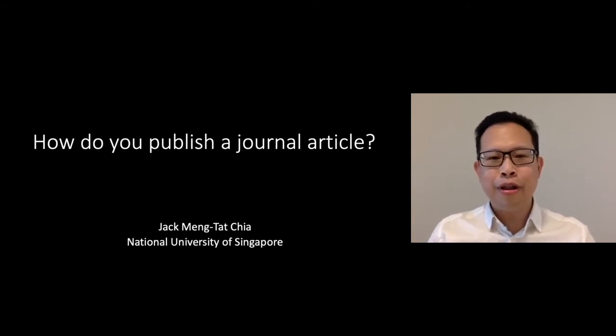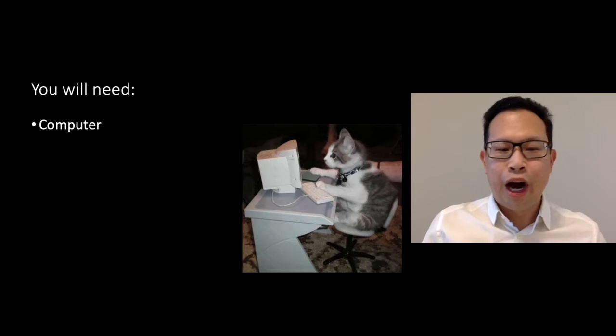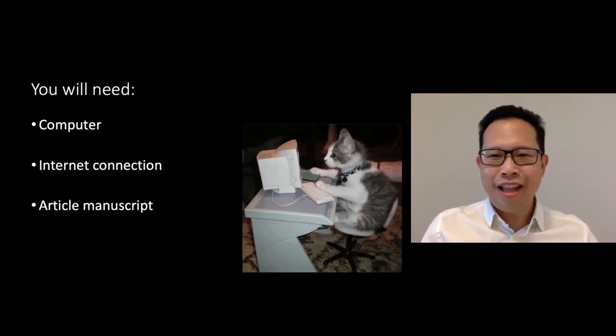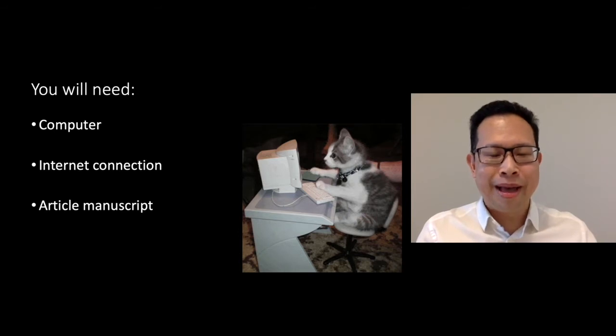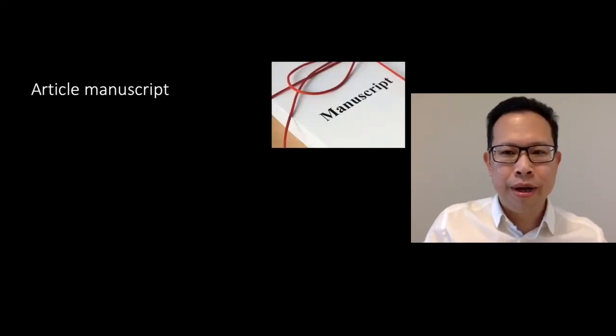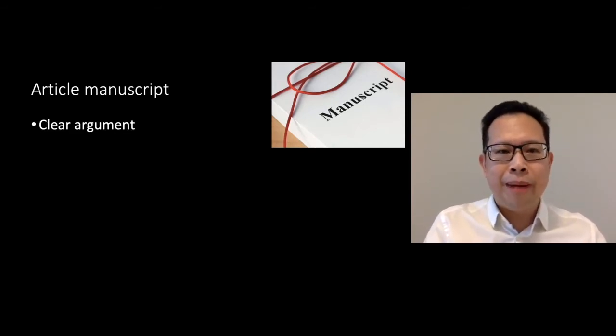So today I'm going to talk about how to publish an article in a good peer-reviewed journal. You will need a computer, internet connection, and of course, an article manuscript. Step 1, article manuscript. So what do you need in a good article manuscript?